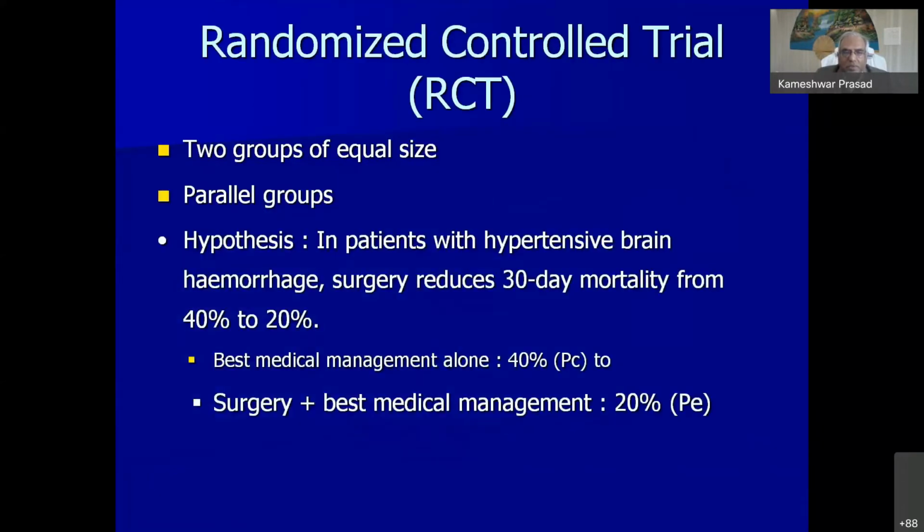Suppose you wanted to do a randomized control trial where you plan to have 2 groups. The 2 groups will be parallel. There is something called a crossover trial where one group receives treatment A and another group receives B. After some time, you stop both and give a washout period. Then the group receiving A starts receiving B, and the group receiving B starts receiving A. That is called a crossover trial.